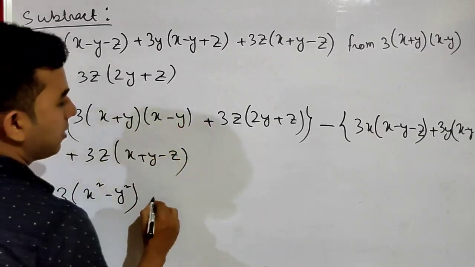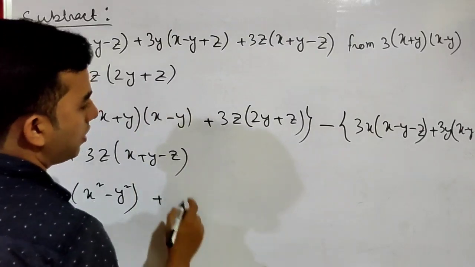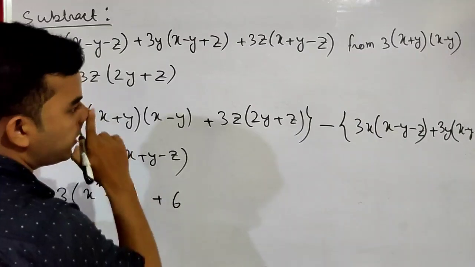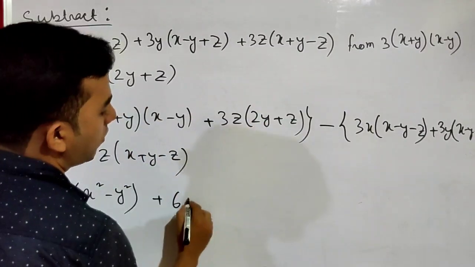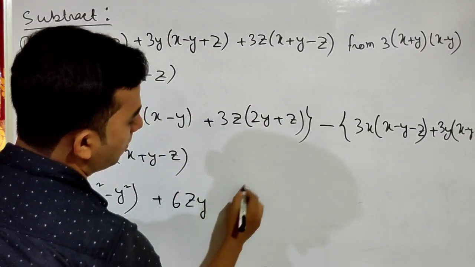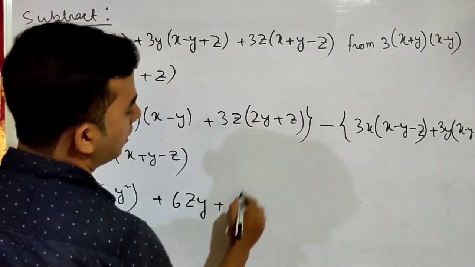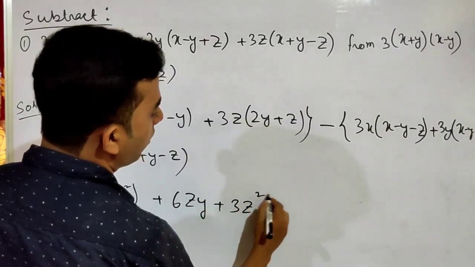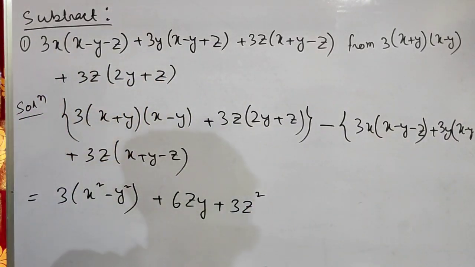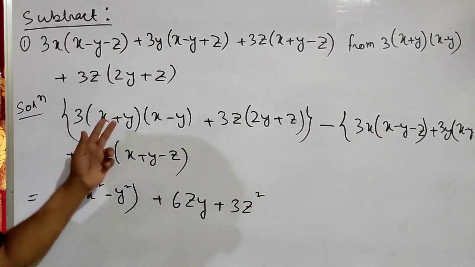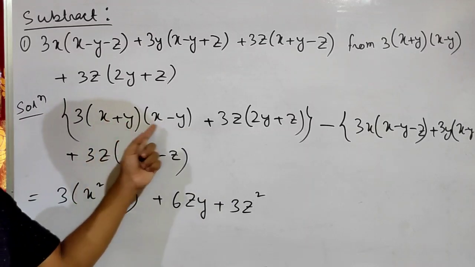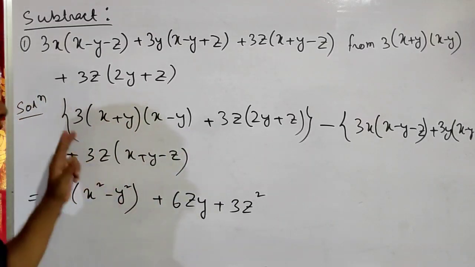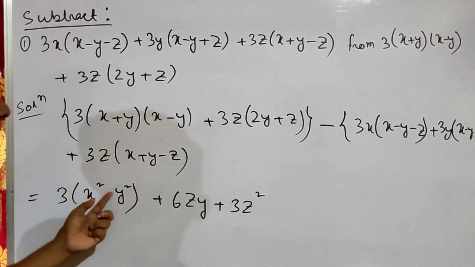Next plus, we'll multiply this one. 3 into 2 is 6, isn't it? Then z into y is zy. Then plus sign, 3 into 1 is 3. Then z into z is z square. Clear? What have I done? This one is A plus B, A minus B. A plus B into A minus B means A square minus B square. So 3 into A square minus B square.